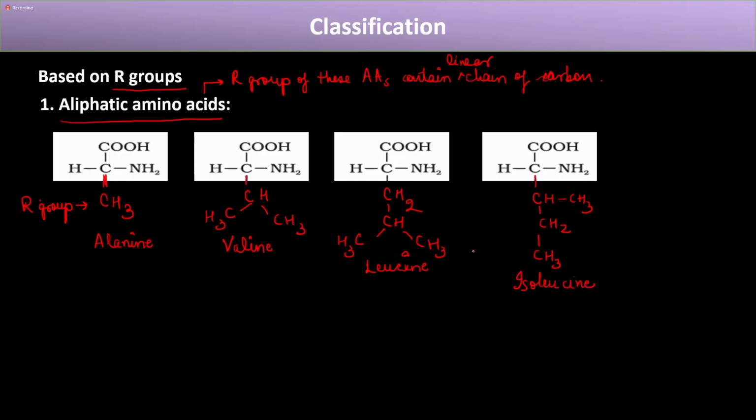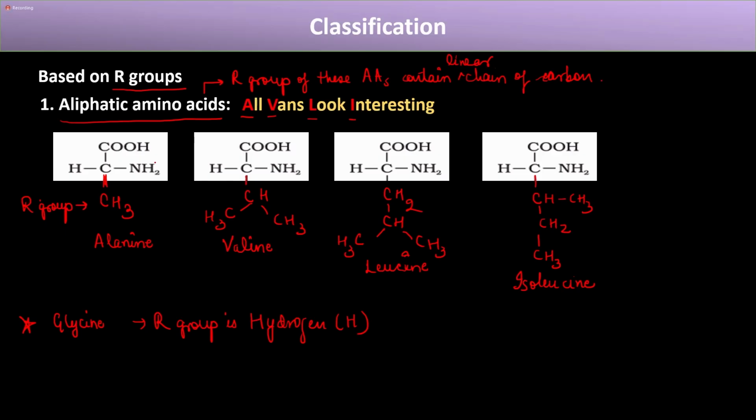So these are the four aliphatic amino acids: alanine, valine, leucine, and isoleucine. And you can remember this by the phrase "all vents look interesting." Apart from this, we also have one aliphatic amino acid in which we don't have a chain of carbon, but instead we have hydrogen as the R group. That amino acid is called glycine. Now, this is the first type of amino acid category based on the R group.